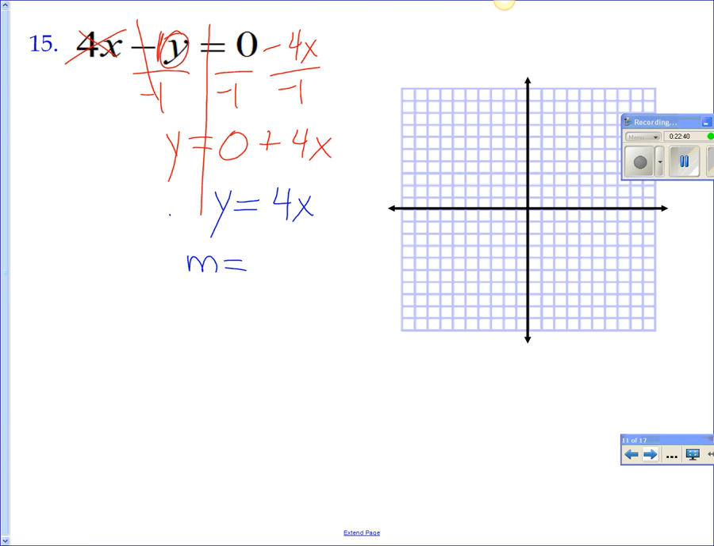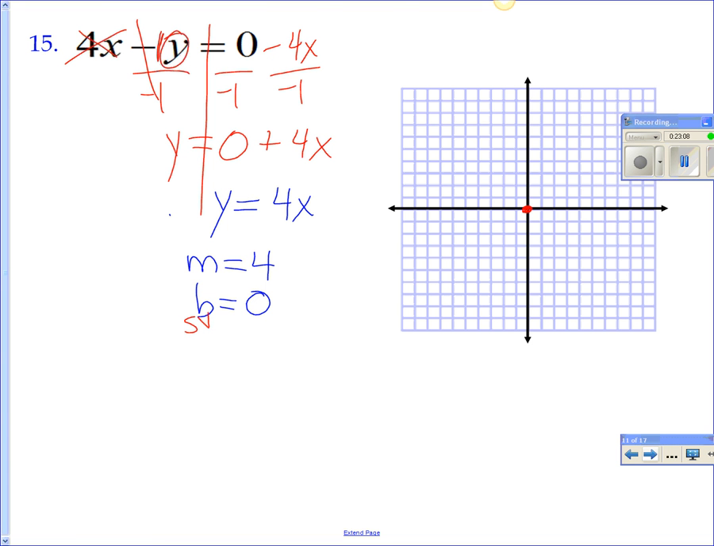Now, here's where you have to be careful. What is my m? 4, because it's with the x. So 4 is my m. What is my b? 0. My b is 0. Now, which one of these goes on the graph first? 0, because it's my starting value. So I put a point at 0. You're allowed to do that. You can put a point at 0.